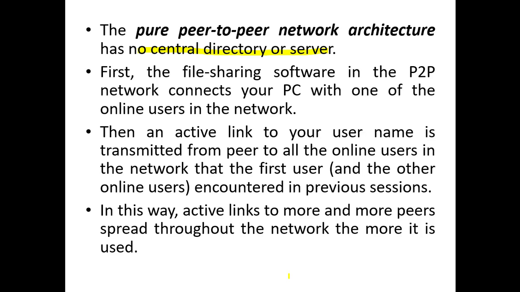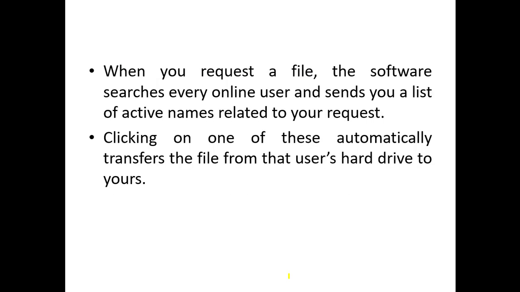Then an active link to your username is transmitted from peer to all online users in the network that the first user encountered in previous sessions. In this way, active links to more and more peers spread throughout the network the more it is used. So when you request a file, the software searches every online user and sends you a list of active names related to your request. Instead of clicking on one of these, it automatically transfers the file from that user's hard drive to yours.